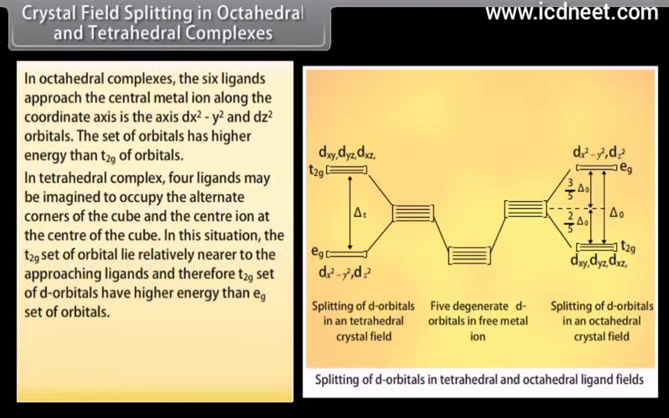In a tetrahedral complex, 4 ligands may be imagined to occupy the alternate corners of the cube and the central metal ion at the center of the cube. In this situation, the t2g set of orbitals lie relatively nearer to the approaching ligands, and therefore the t2g set of d orbitals has higher energy than the eg set of orbitals. The relationship between delta T and delta O is given by delta T equals 4/9 delta O.